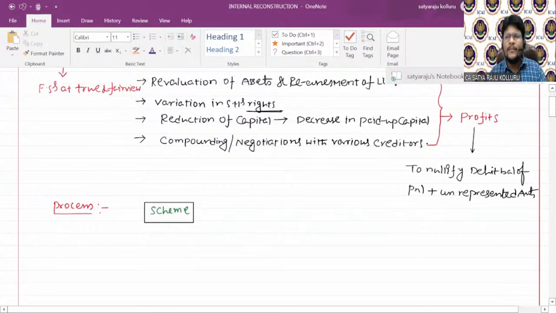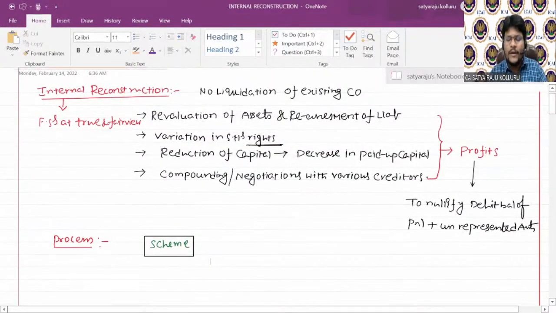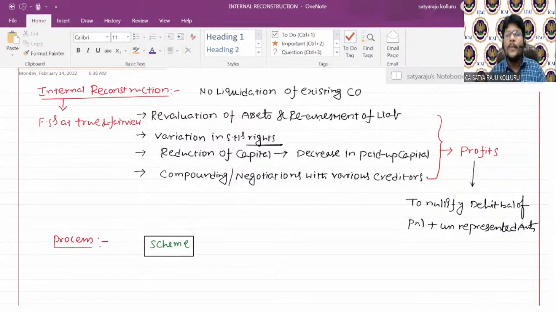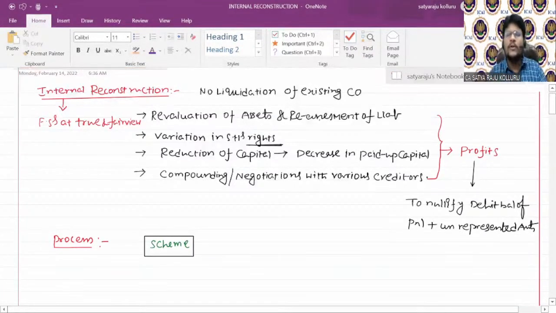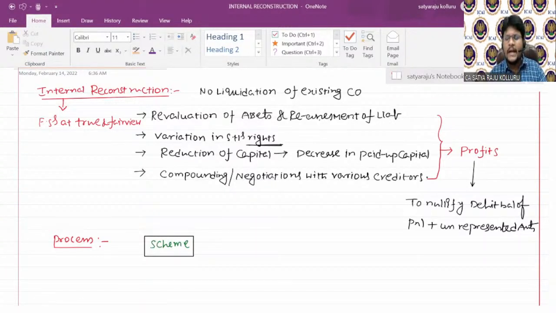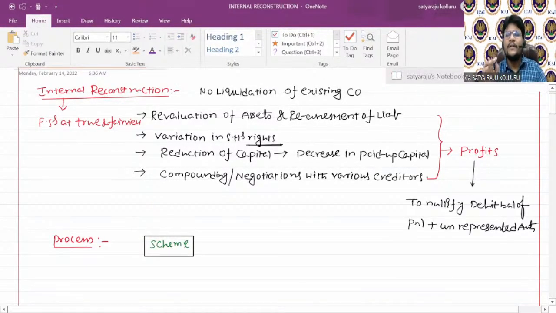In such a scheme, various issues are involved. Maybe issues related to revaluation of assets and reassessment of liabilities. Maybe disposal of certain assets is also possible. Maybe repayment to certain liability holders is also possible. Things related to shareholders they are also going to discuss. Next, the compounding or negotiation activities with various creditors, each and every party, how we are going to deal. All such issues they discuss and finalize in such a scheme.